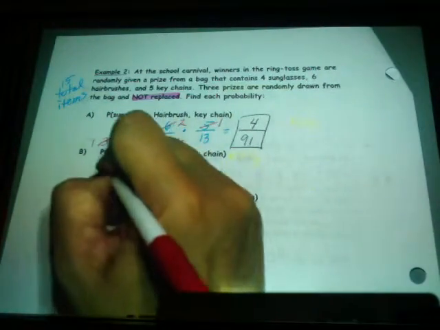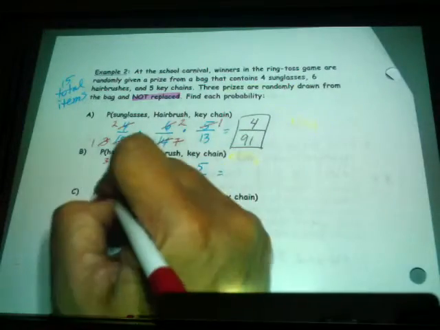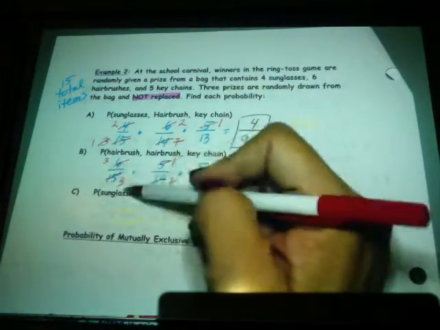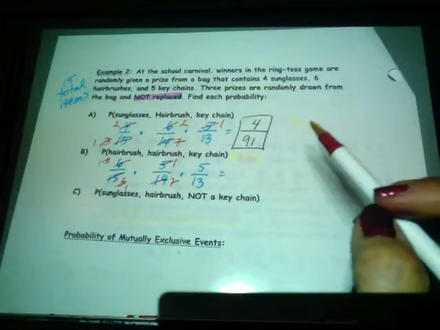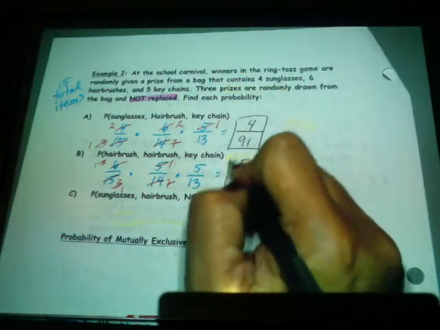So now cross cancel. I'm going to cancel a 2 into the 6 and the 14. A 5 into the 15. It doesn't matter which 5, but only one of them. And then I can cancel these 3s. Anything else? Nope. So I have 1 times 5, which is 5, and then 7 times 13 again, which is 91. Which has a higher probability of occurring? The hairbrush keychain.